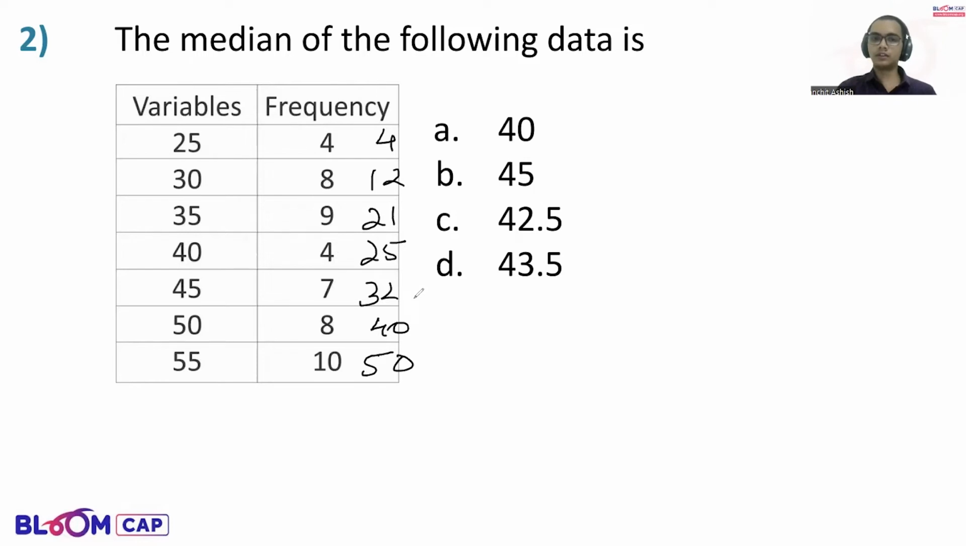This is cumulative frequency. Basically, take the top number and add it with the next number, and this will give us the number on the side. Right? Now, we have to see the number is 50. 50 is an even number.